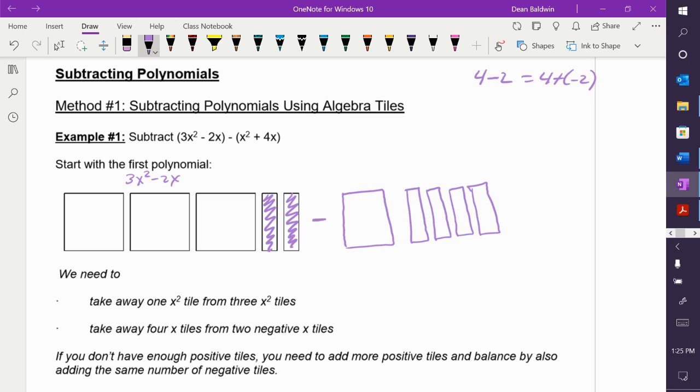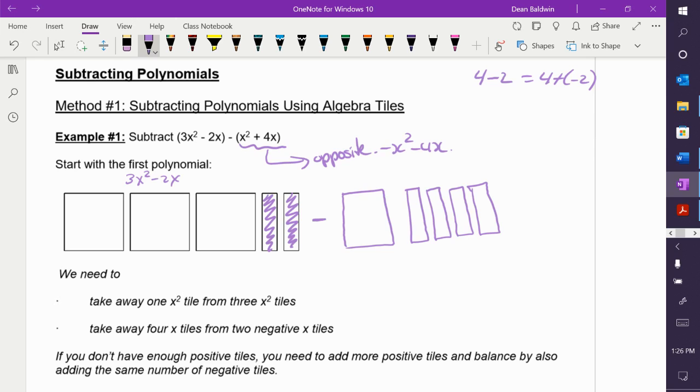So if I say, okay, I'm going to make the opposite of this one right here. Just look at the inside. What's the opposite of x squared? Negative x squared. So the opposite is going to be negative x squared minus 4x. You just change the signs in there.